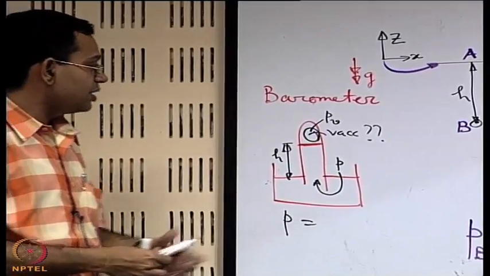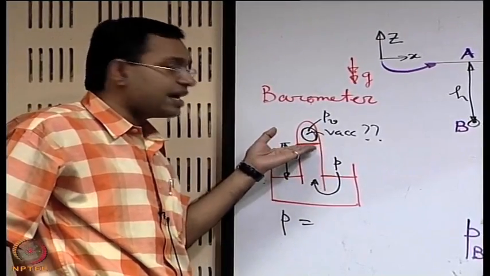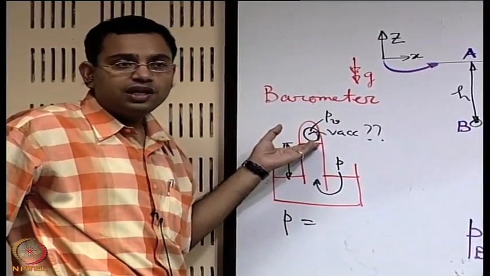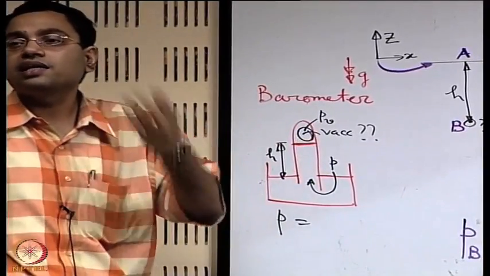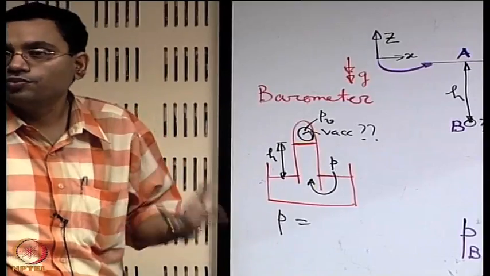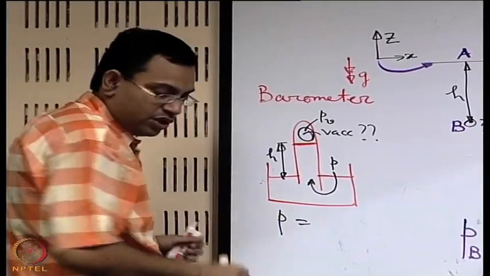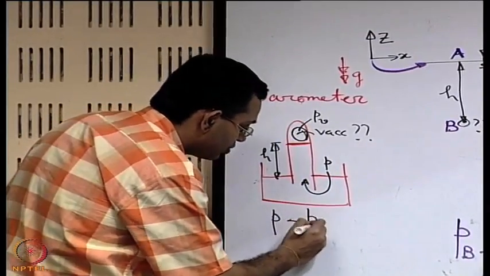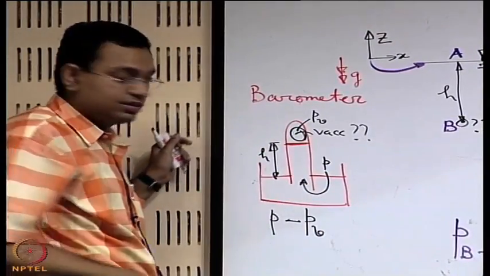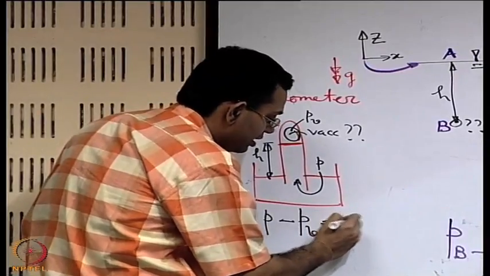Why? Because if it is a saturated liquid, it is likely to have its own vapor on the top of that, and that will always exert some pressure. So it is never a vacuum in an ideal sense. So we can say that P minus P vapor is actually what is being balanced by this weight, so that is the H rho g.